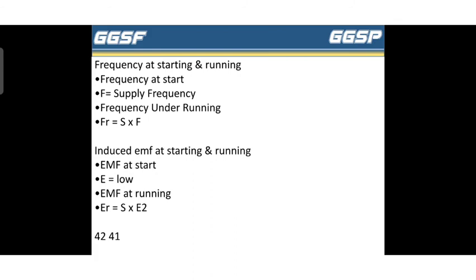Frequency at starting and running condition. Frequency at start: f is equal to the supply frequency. Frequency under running condition is given by fr is equal to s into f. Induced EMF at starting and running condition. EMF at start is E2. EMF at running Er is equal to s into E2.